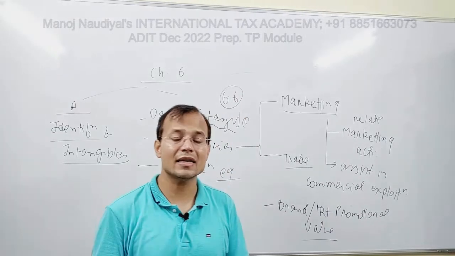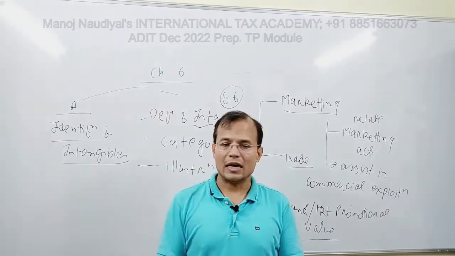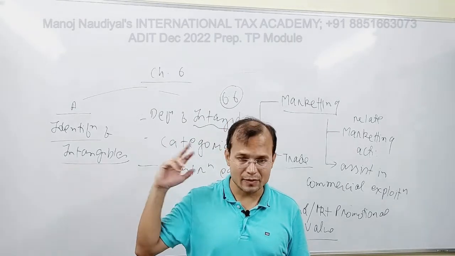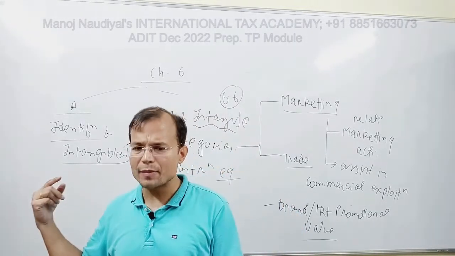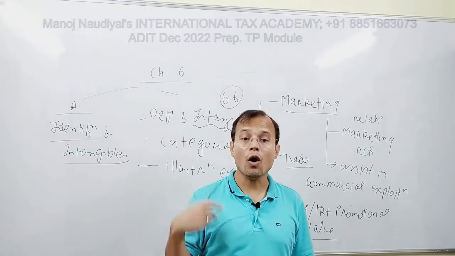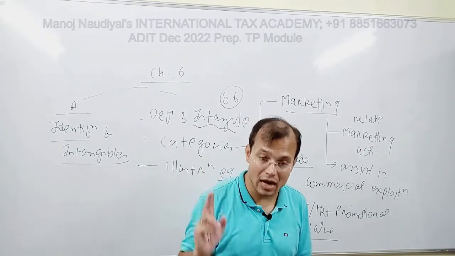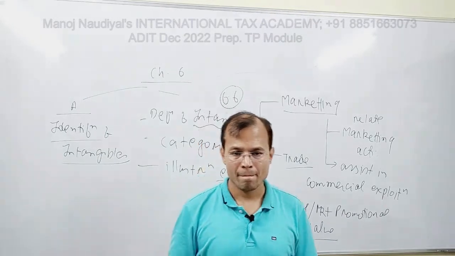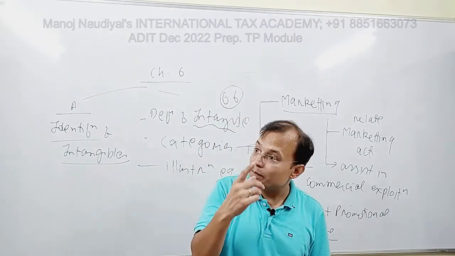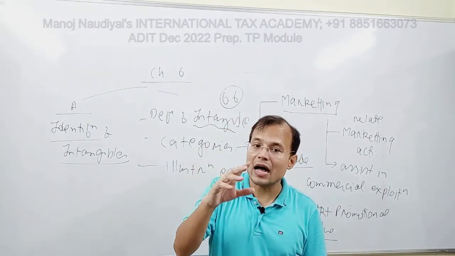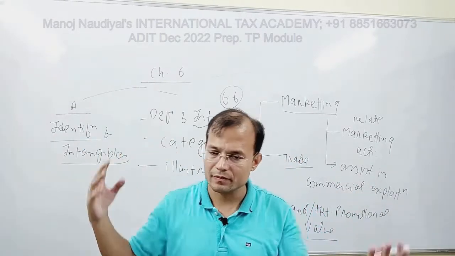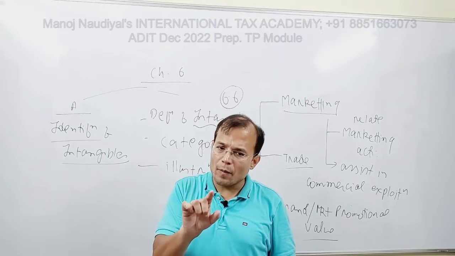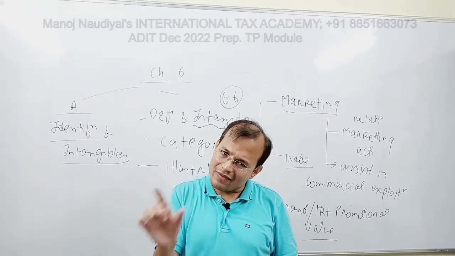So TP guidelines, they give a number of intangibles, starting with patents. Patent is an intangible, yes it is. Trademark is an intangible, yes it is. Trade name is an intangible, yes it is. Goodwill, ongoing concern, they are intangibles, yes they are. Brand, yes it is intangible. Licenses, see, patent, trademarks, these are IP, intellectual properties, IPRs. And mind you, intellectual property, for example, patent is itself an intangible.